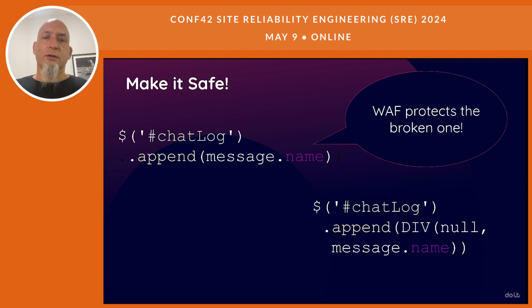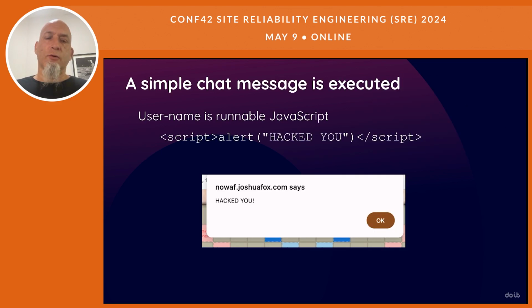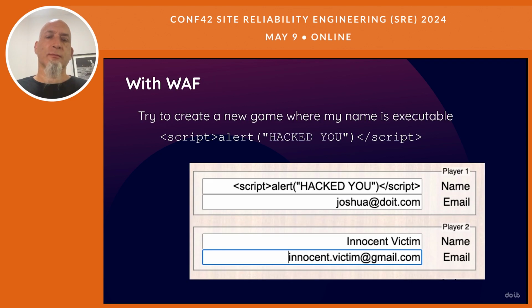I made the code unsafe by taking the code on the lower right, which wraps up the person's name in a div. So when the hacker sends a chat message to the innocent victim, the chat message will be rendered safe by escaping it. I'll show you what that looks like later. Then I broke the code. On the upper left, the attacker's name is just going to be rendered onto the victim's screen and executed. Oops, hacked you. That's JavaScript running in the victim's browser.